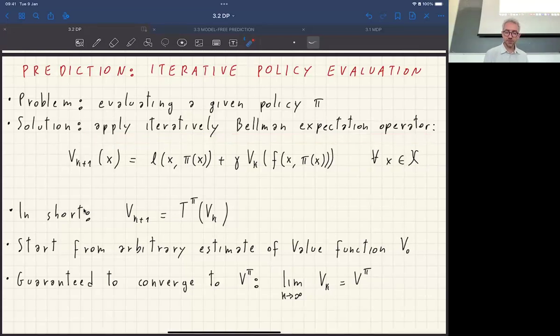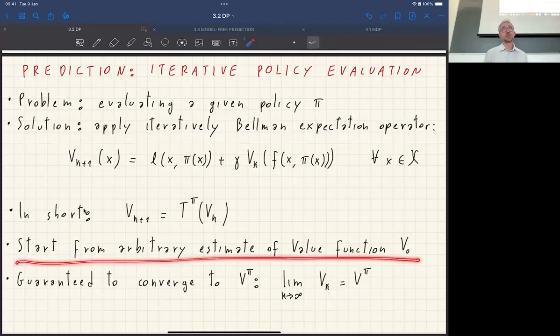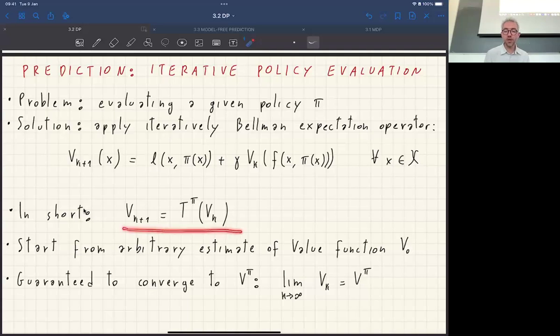So you start with an arbitrary estimate of the value function, which we call V0. In practice, this can be just a vector with all zeros. It doesn't need to be a good estimate. It can be any estimate. And then you iteratively apply the Bellman expectation operator.